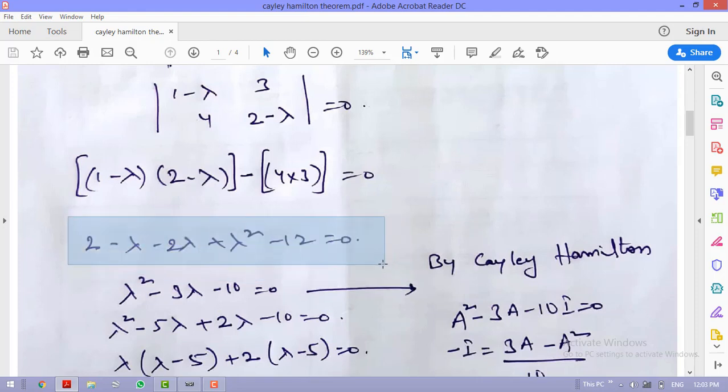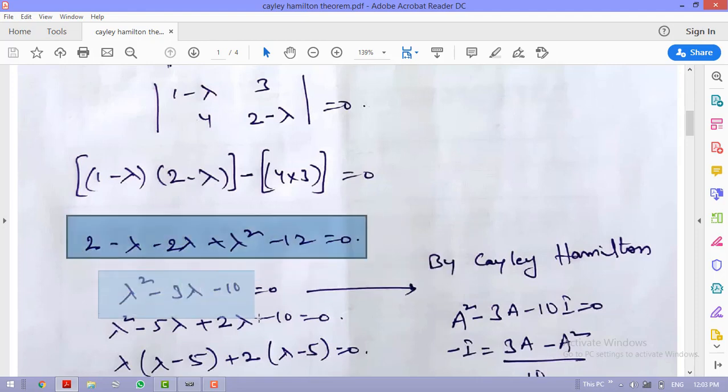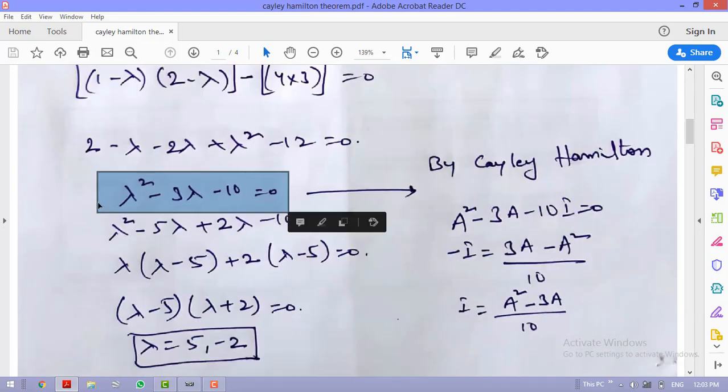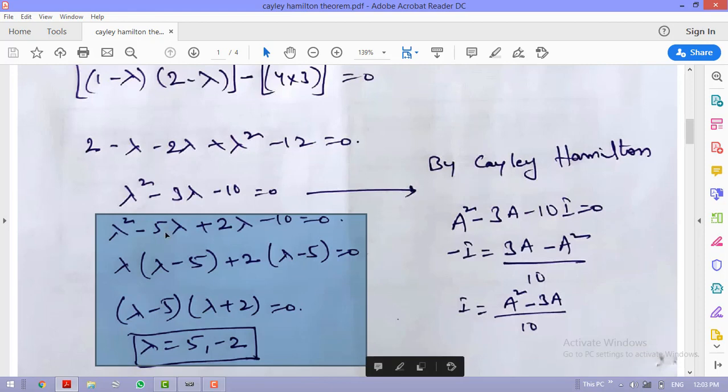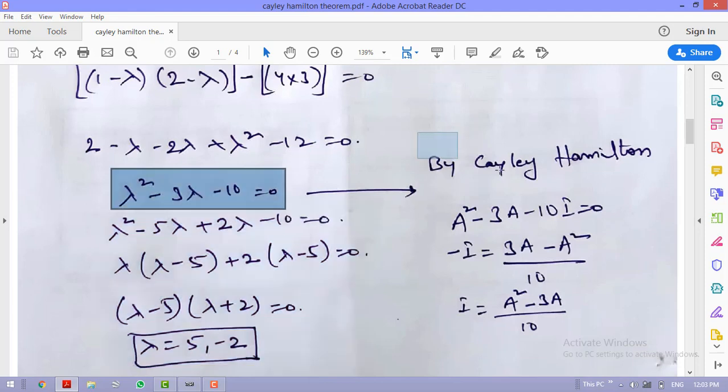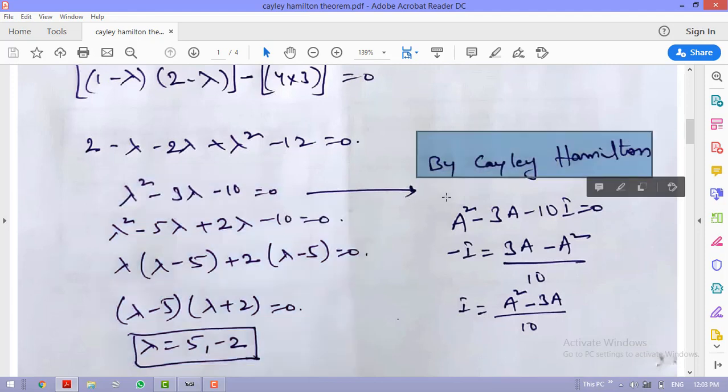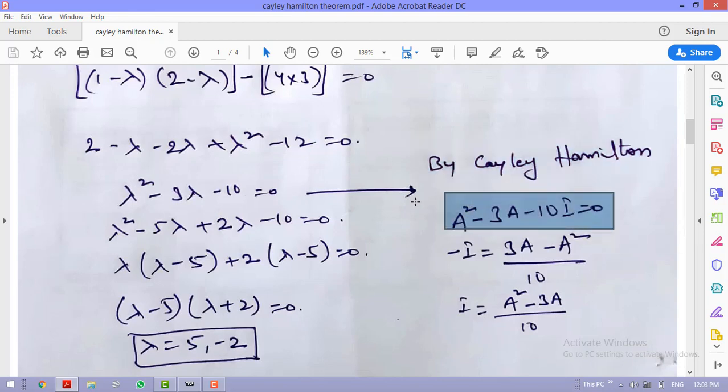After that, by simplifying the equation, I finally got this value. If you solve this particular equation, this is the method used to find the eigenvalues. But from this equation, if you apply the Cayley-Hamilton theorem, then you get lambda square minus 3 lambda minus 10 in this form, which is nothing but A square minus 3A minus 10I equals 0.